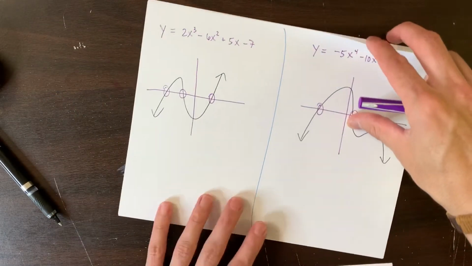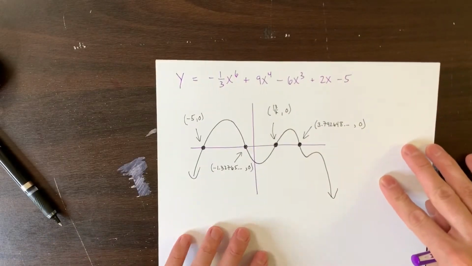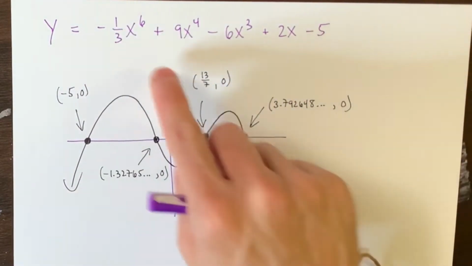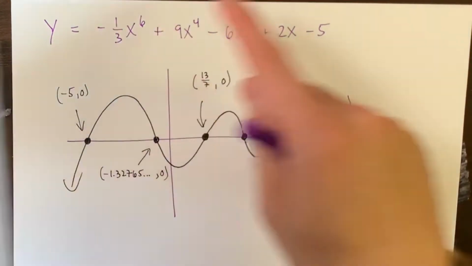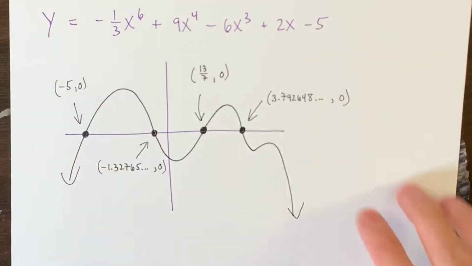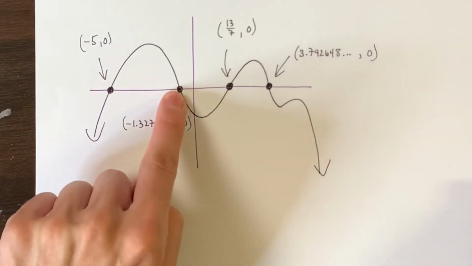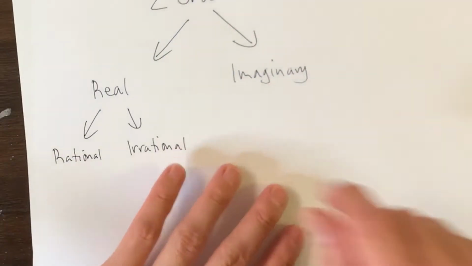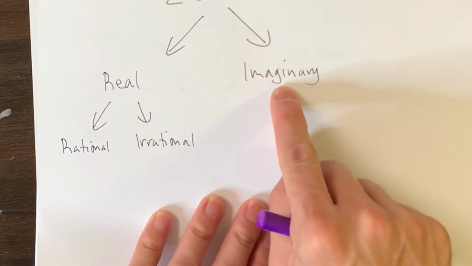One more quick picture. Here, you look at the degree, which is the highest exponent, if it's in standard form. So, you owe me 6 zeros. I need 6 of them. Let's see what we have. 1, 2, 3, 4 of them are real. So I can see that 4 are real, so 2 are imaginary.